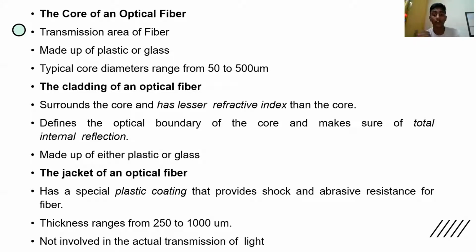Now we have the jacket of an optical fiber. This is a special plastic coating that provides shock and abrasion resistance to the fiber, and the thickness ranges from 250 to 1000 micrometers. As a matter of fact, the jacket is not involved in the actual transmission of light, so it has no role to play in the communication system. It is only there to provide protection to the fiber as it traverses vast distances sending data. So this is just for protection.